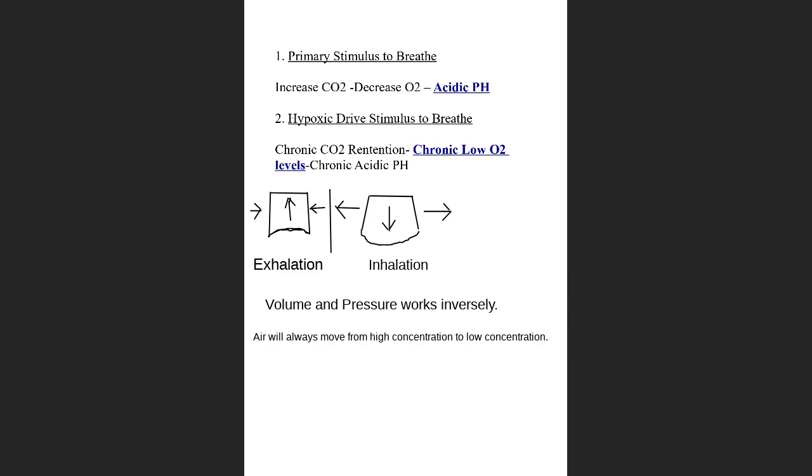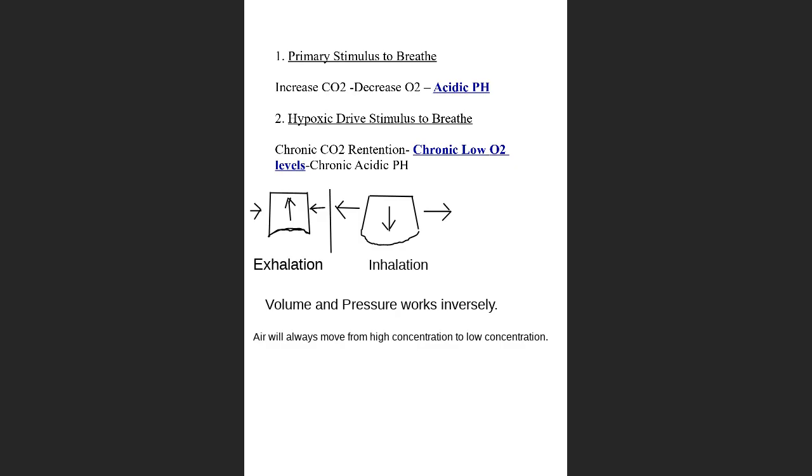All right. So that's that. Now, let's follow the movement of air from the environment down to the lungs. So we need to understand that movement and what is actually happening.